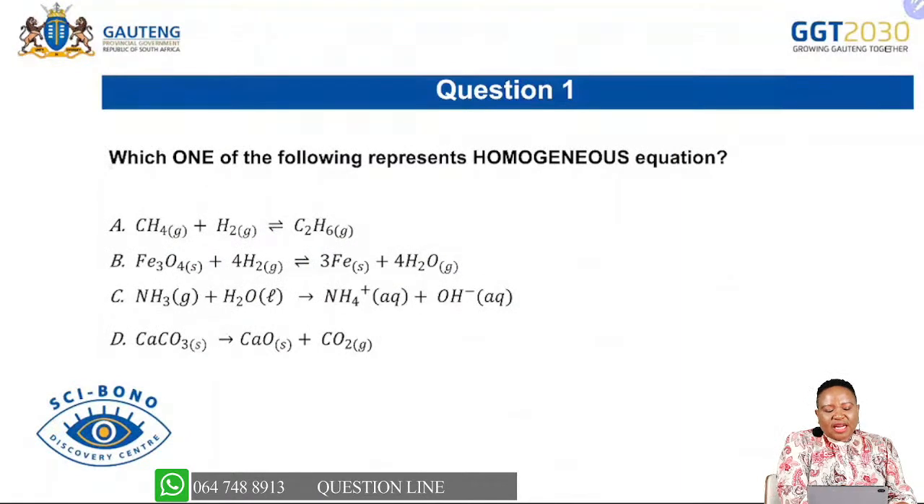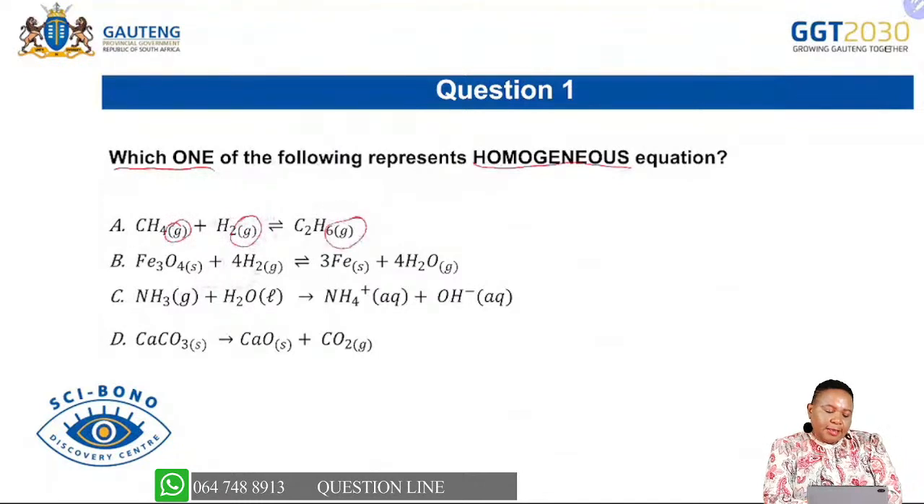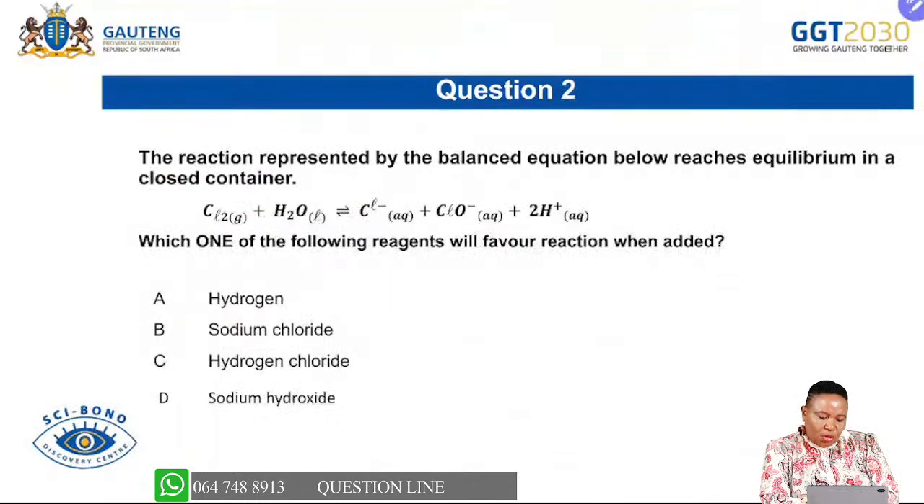Now, this one is just a simple recall type of question which says, which one of the following represents a homogeneous equation? Remember, homogeneous is when all the phases are the same. Heterogeneous is when there is a variety of phases. So if you look at reaction 1, the first equilibrium, in all the reactions the phases are the same. So we can say it's homogeneous, but otherwise the rest of the reactions provided here are heterogeneous reactions or heterogeneous mixtures. So just go back and look at those concepts in terms of question number 6.